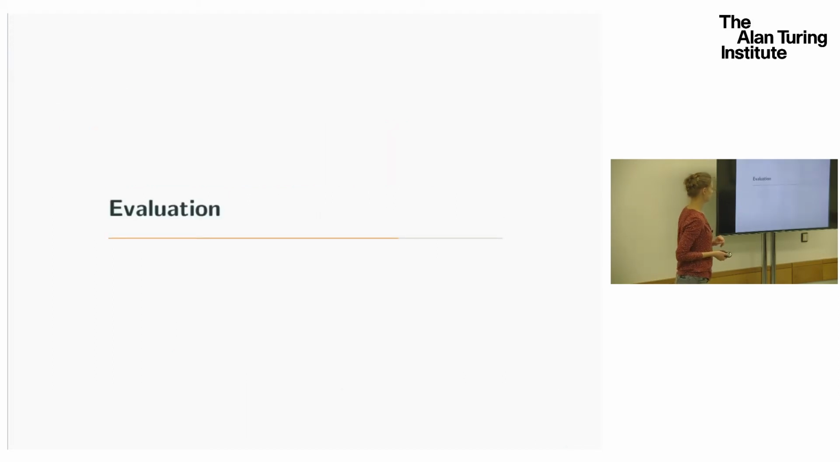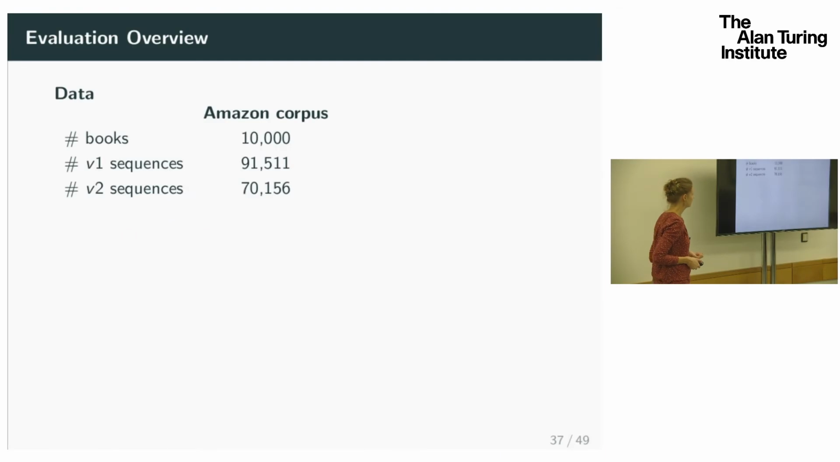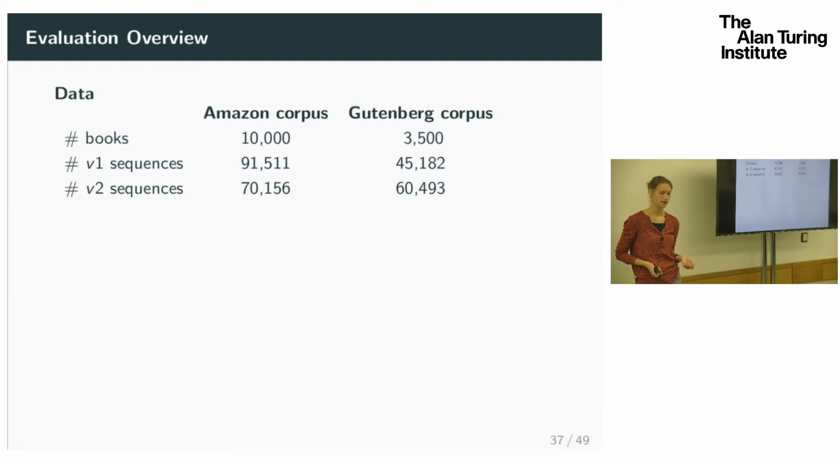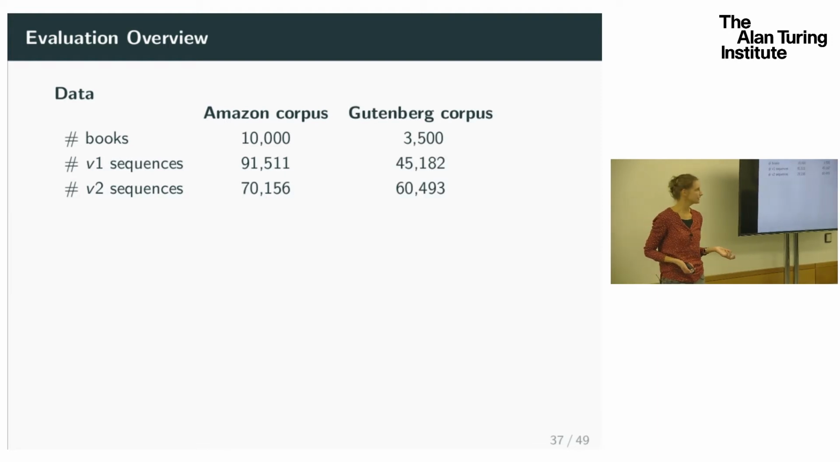Okay, so this concludes the model description. Regarding evaluation, we evaluate our model on 2 corpora. We have a very large corpus from the Amazon Kindle digital book corpus comprising 10,000 books. But this is not publicly available, unfortunately. So we also evaluate our model on a corpus derived from the Project Gutenberg, which is an open source library of fiction books available to everybody.